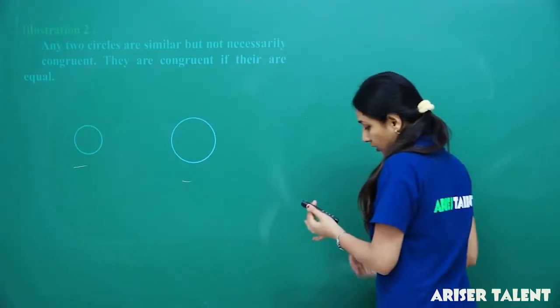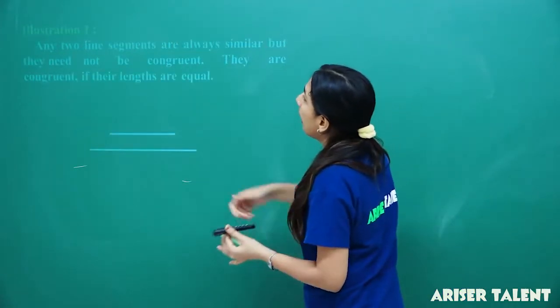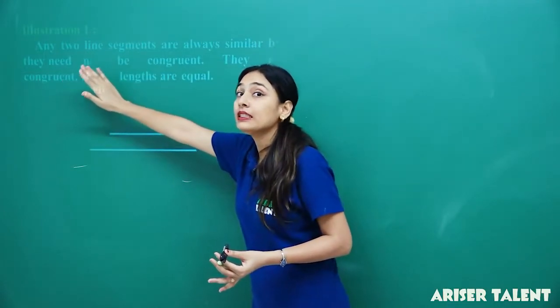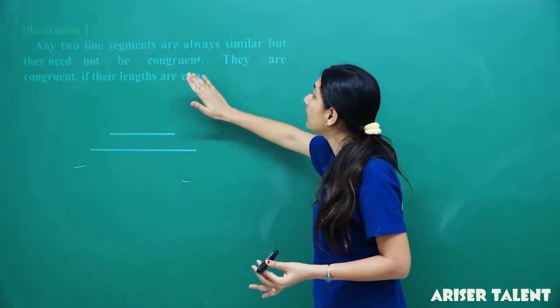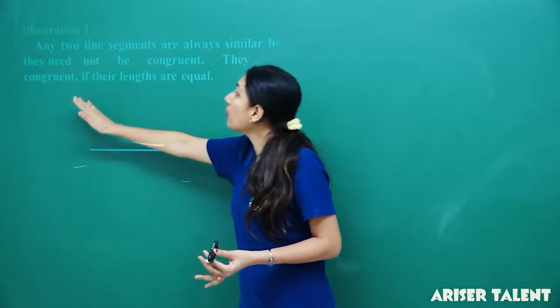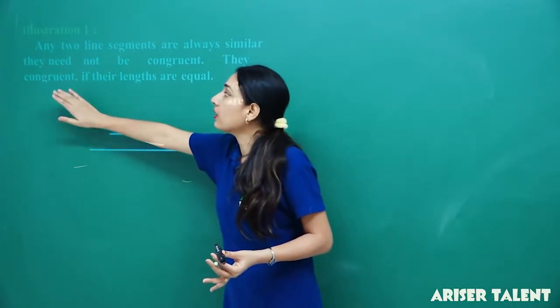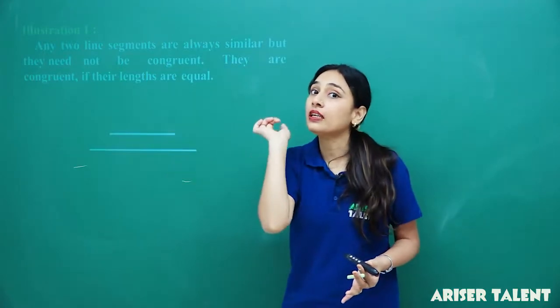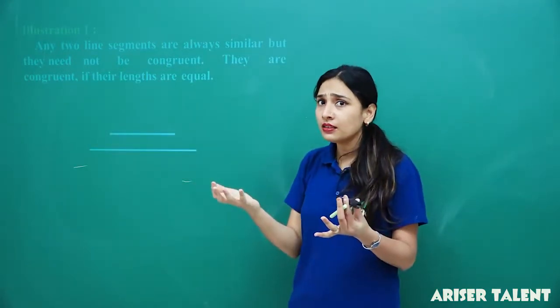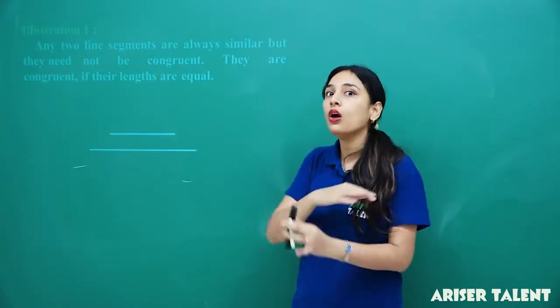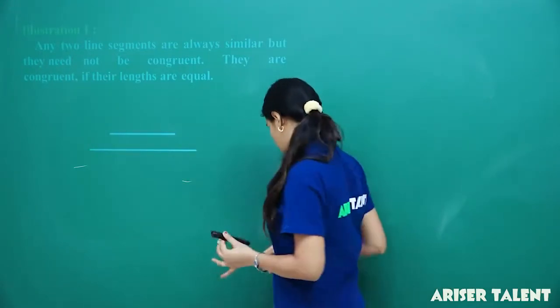Now, the previous one: any two line segments again are always similar, but they need not be congruent. They are congruent if their lengths are equal. So, if lengths are equal, they are congruent, but if lengths are not equal, then they are similar. Whether the length is equal or unequal, they are always similar.